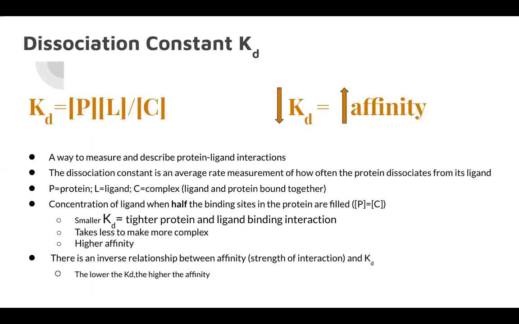So when you have a smaller Kd, that means you're going to have a tighter protein and ligand binding interaction. That is your affinity. Because if you have a smaller dissociation constant, that means nothing is making the protein and the ligand separate from each other. So you're going to have a higher affinity that's going to keep your protein and your ligand bonded together. So know this relationship.